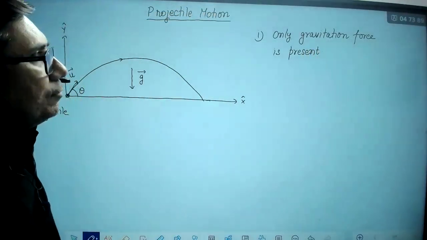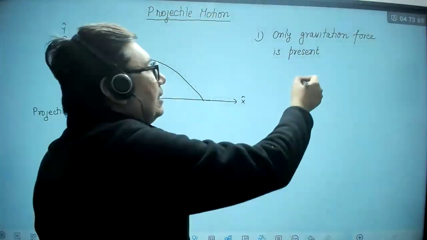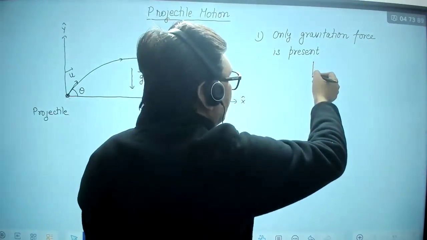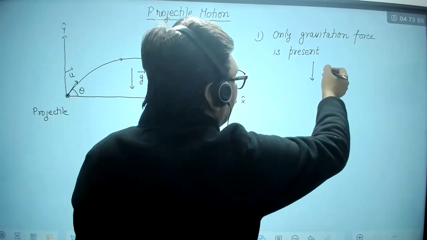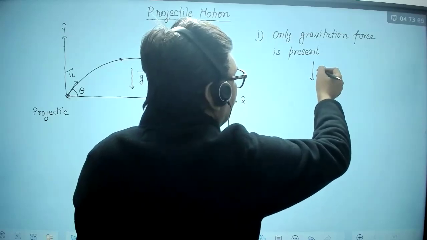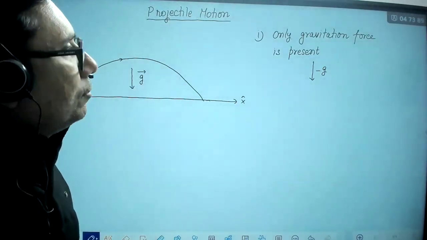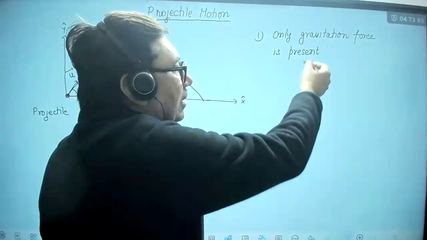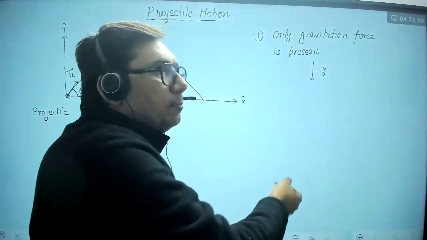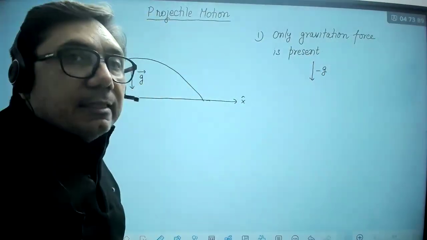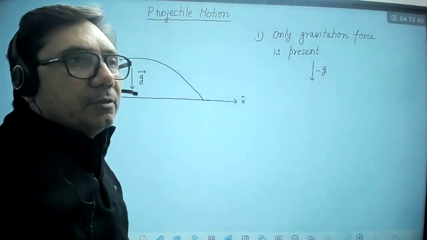In which direction is this force acting? This force is acting in the vertically downward direction. So there is an acceleration in the downward direction, g, or you can write it as minus g because it is acting downward. So there is always a downward acceleration, and this vertical motion in the y direction will be accelerated motion.